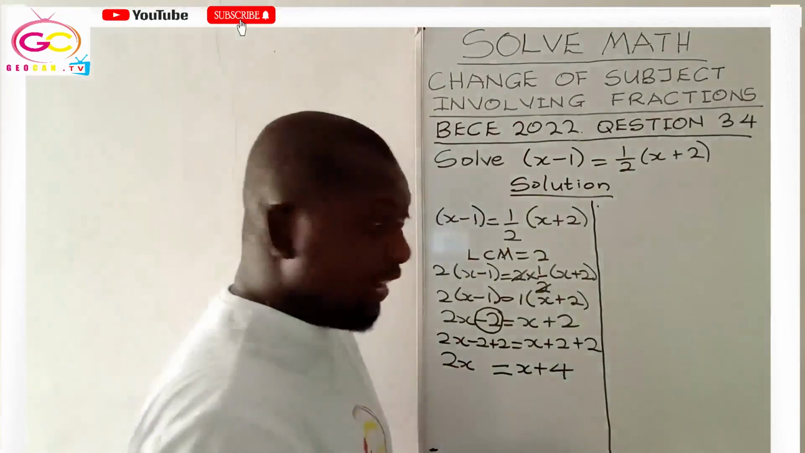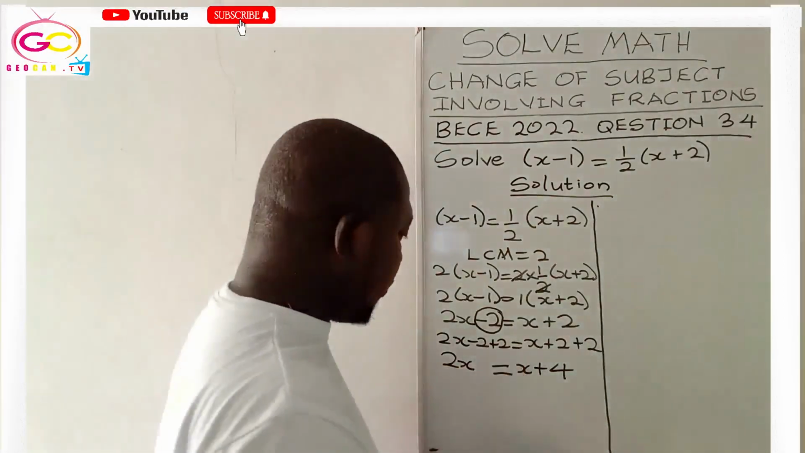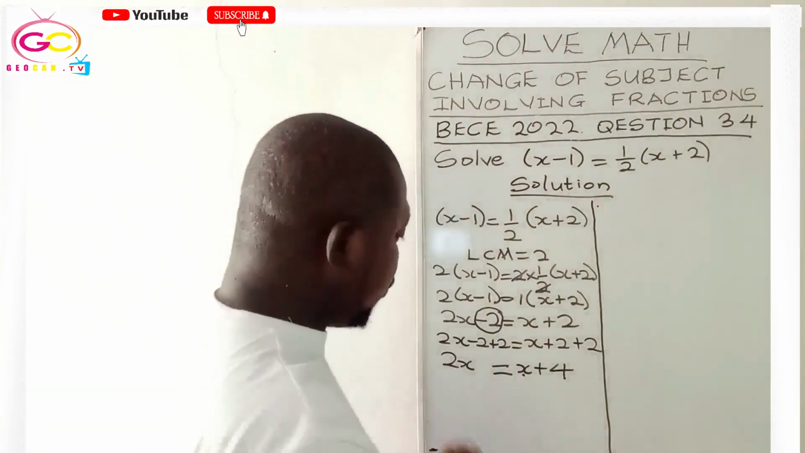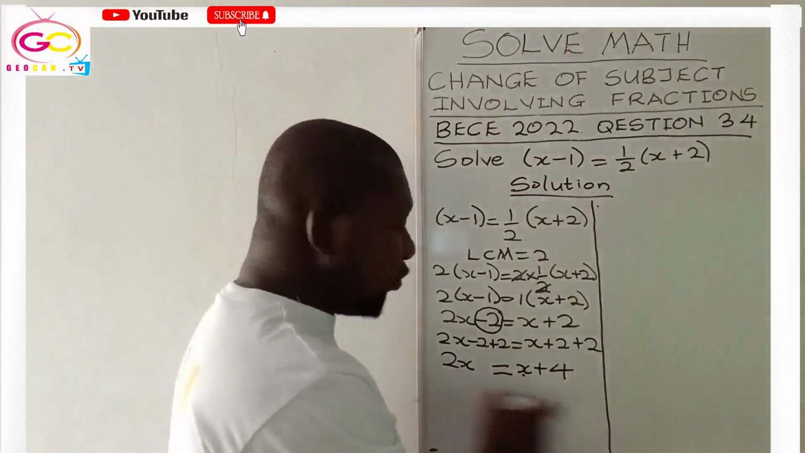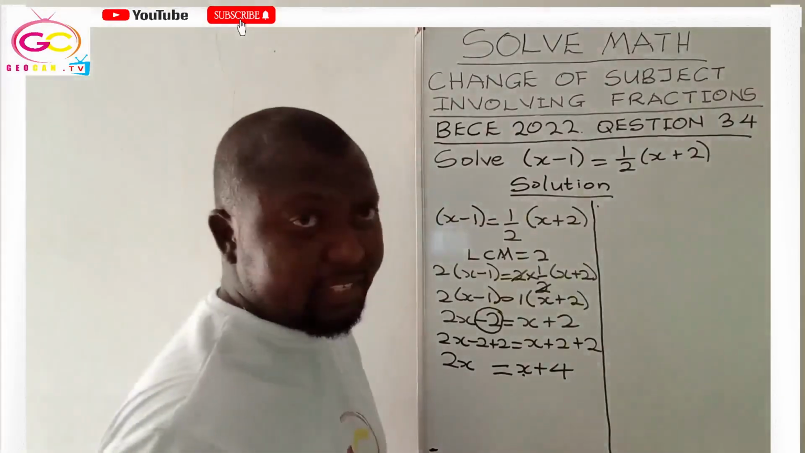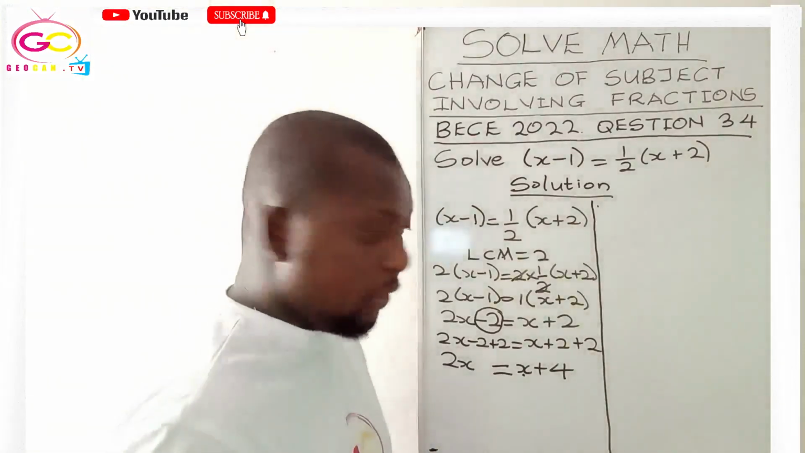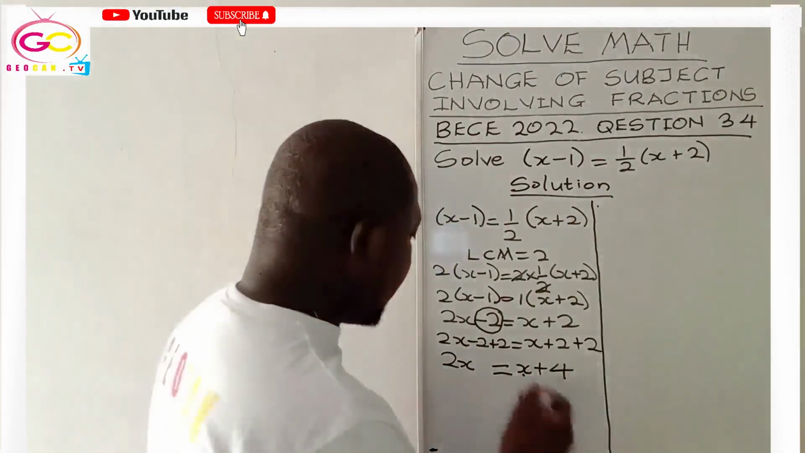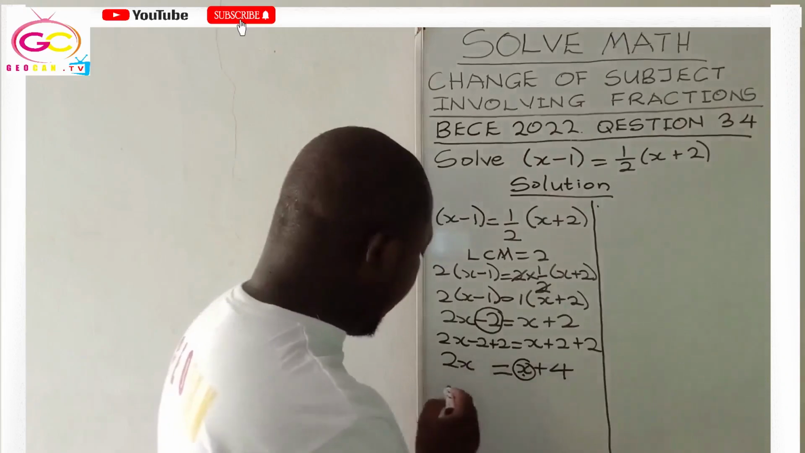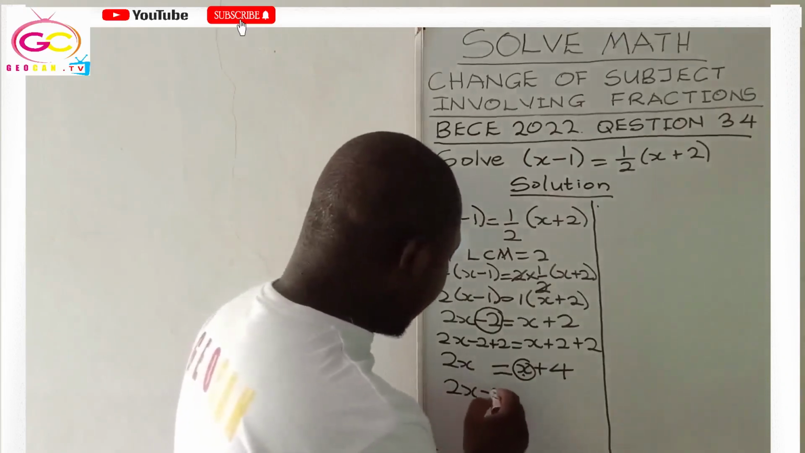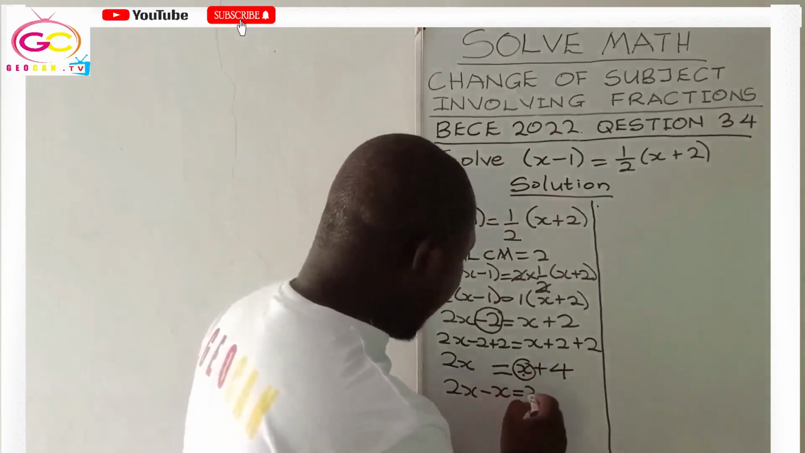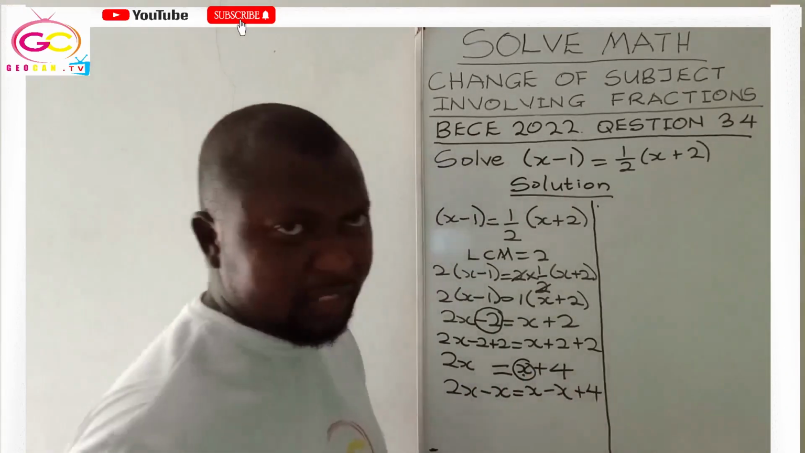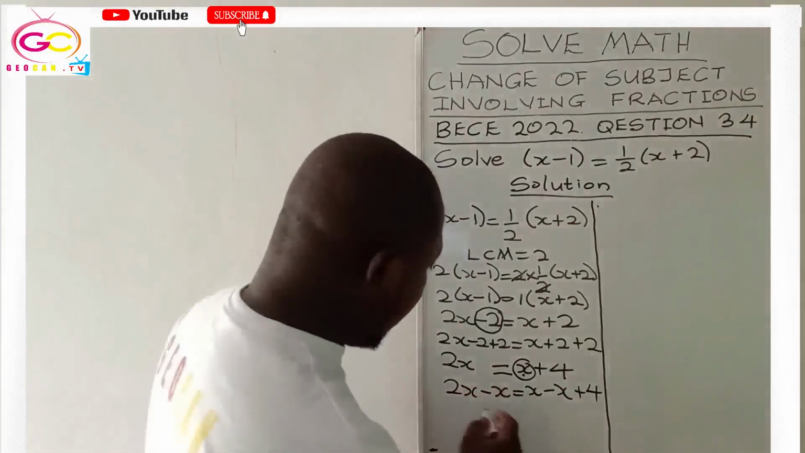Good. We want to group like terms, okay? So in this context, we have x here. So in order to group it, for it to come closer to the 2x, now you have to subtract x from both sides of the equation, okay? Good. So let's do that for you to appreciate it. So now we have to do that. We are subtracting x from both sides. So 2x minus x will be equal to this x minus x, then your plus 4. That is all.